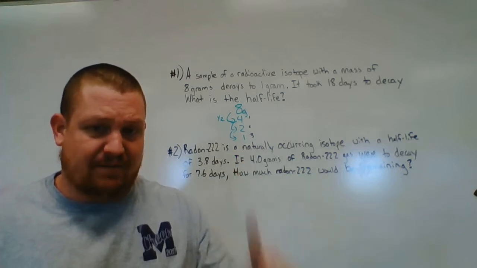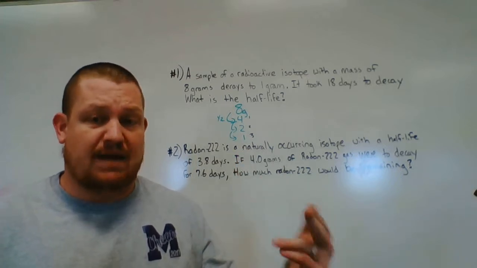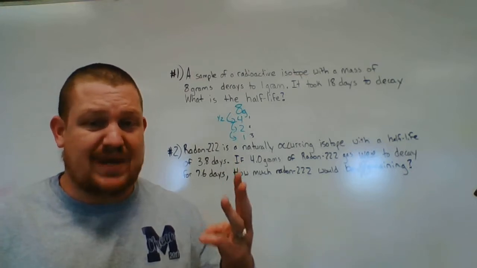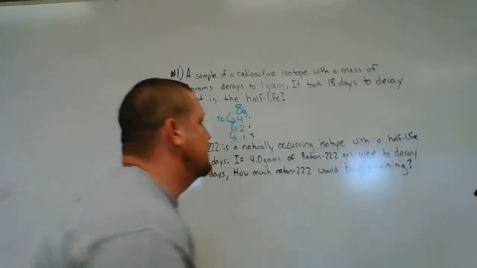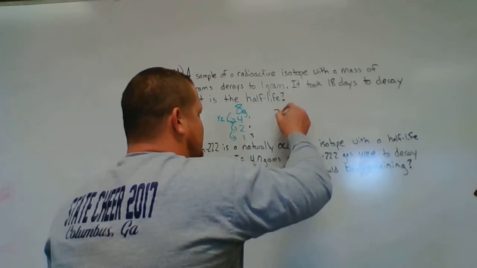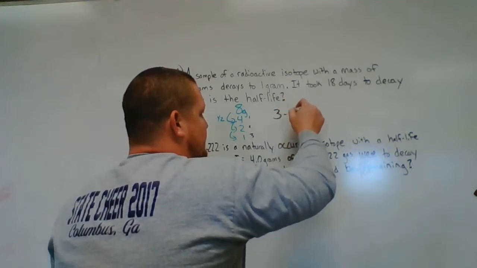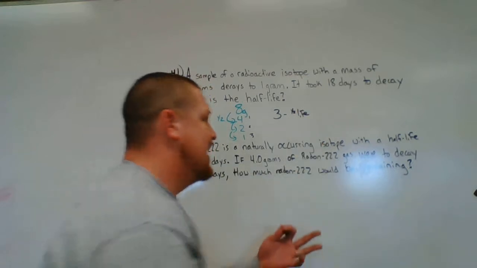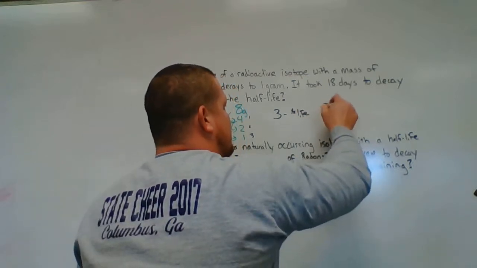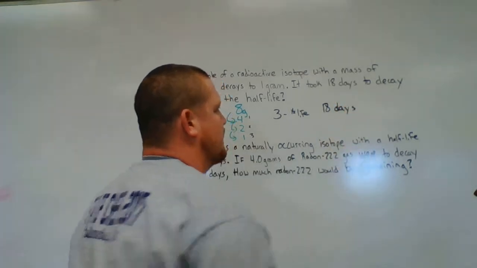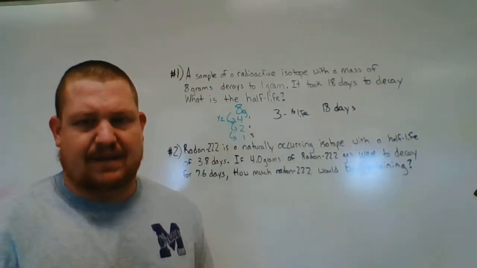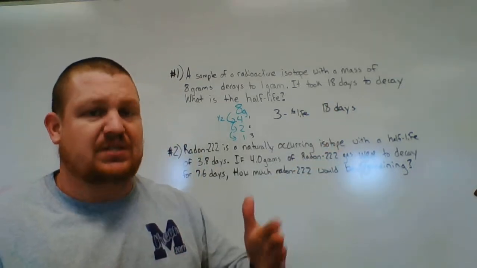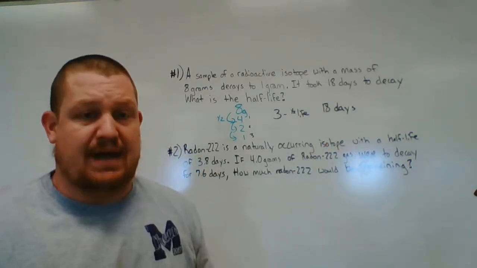8 to 4, 1 half-life. 4 to 2, another half-life. Then 2 down to 1, that's our third half-life. So it took 3 half-lives to get there. How long did this take? 18 days. So there are 3 packets of time within this 18 days in which our sample went through a half-life.